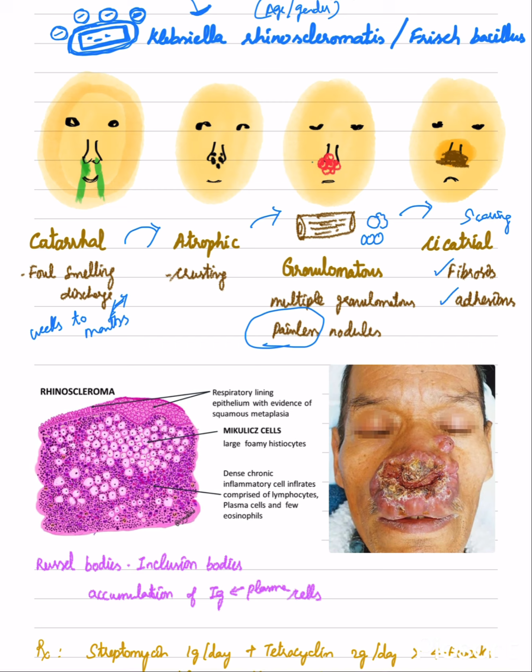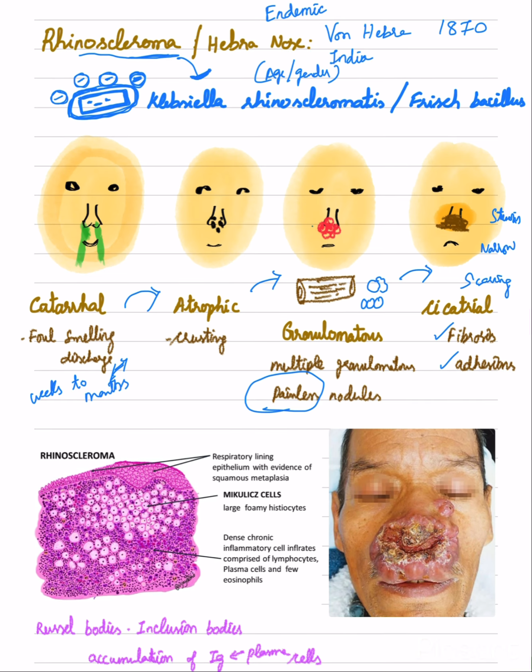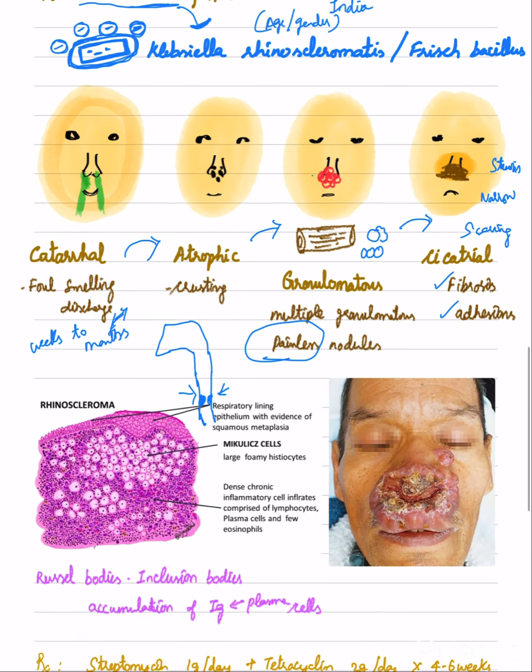Because of the fibrosis and adhesions, there will be narrowing of the nasal airway, stenosis of the nose, and respiratory compromise. Klebsiella rhinoscleromatis affects the upper and lower respiratory tract, starting from the nose, nasopharynx, oropharynx, and laryngopharynx. It goes up to the trachea and subglottic area. If the subglottic area is involved, at last it may lead to the cicatricial stage and narrowing of the subglottis, which leads to respiratory discomfort of the patient.